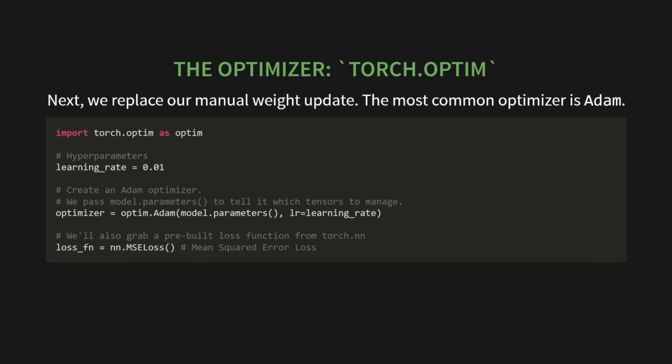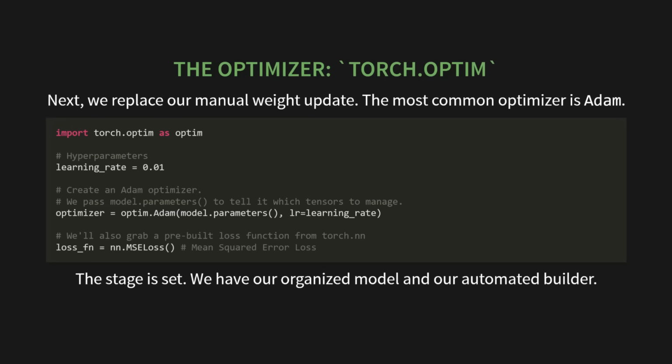Next up, the optimizer, torch.optim. We're going to replace our manual weight update. And the most common optimizer, the one you should almost always start with, is Adam. We import torch.optim as optim. We set our hyperparameter, learning_rate equals 0.01. Then we create the optimizer. optimizer equals optim.Adam. And here's the key part. We pass model.parameters() to tell it which tensors to manage. We also pass our learning rate. And while we're at it, let's grab a pre-built loss function from torch.nn. We'll use loss_fn equals nn.MSELoss.